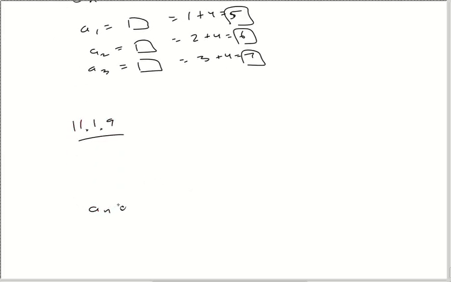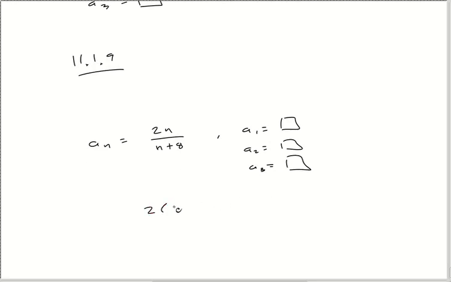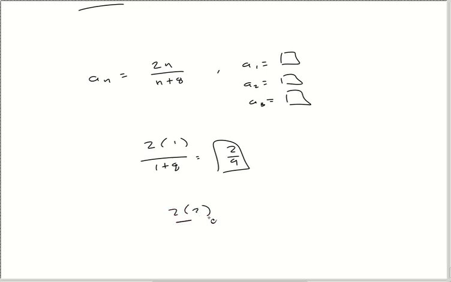11.1.9. I got a sub n is equal to 2n divided by n plus 8. And they want a1, a2, a3. All I'm doing again is plugging it in. I got 2 times 1 divided by 1 plus 8, which is 2 over 9. I got 2 times 2 over 2 plus 8, 4 over 10, which makes 2/5. I'm not going to keep doing it. You get the idea here. Just plug it in. Let's do something a little different.